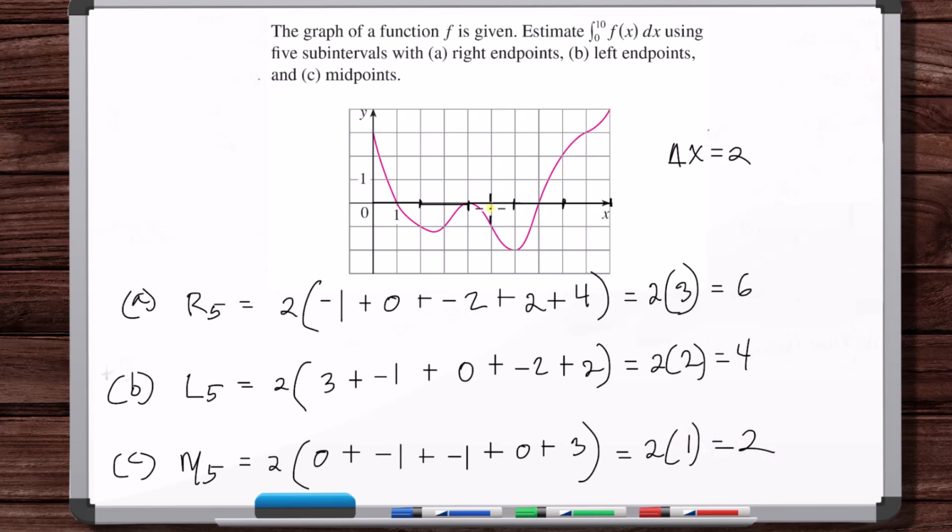That's it. But remember, if you set these up as a Riemann sum, as a function of n, and you took the limit as n goes to infinity for Rn, Ln, Mn, they all converge to the exact same area, which is the net area under this curve.